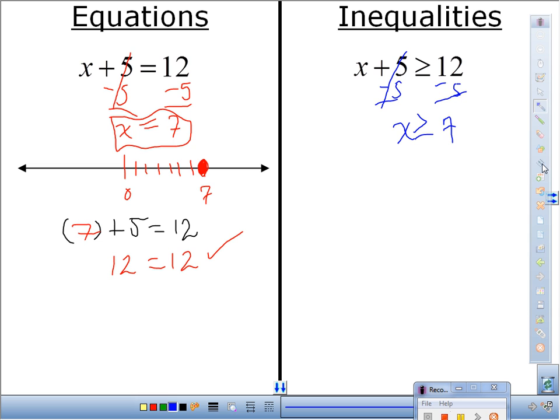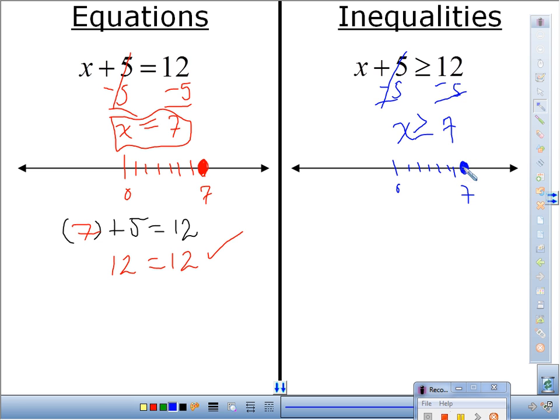Step 3, plot. So let's plot our answer. We've got 0, 1, 2, 3, 4, 5, 6, 7. Here it is. Before I plot my answer, I need to check the inequality symbol. Does it have a little equal sign underneath? Yeah, so that means I do plot my point. There it is.